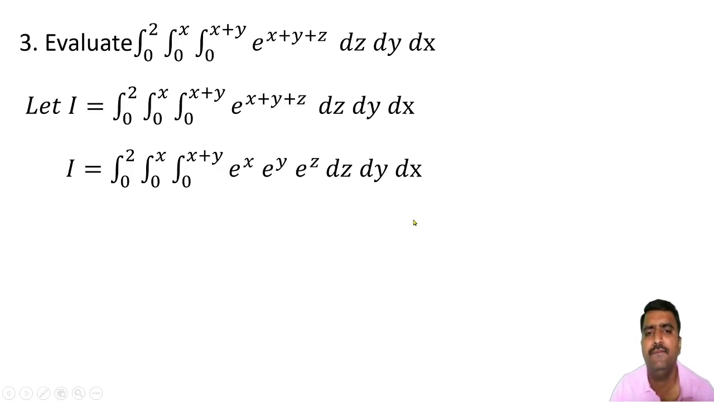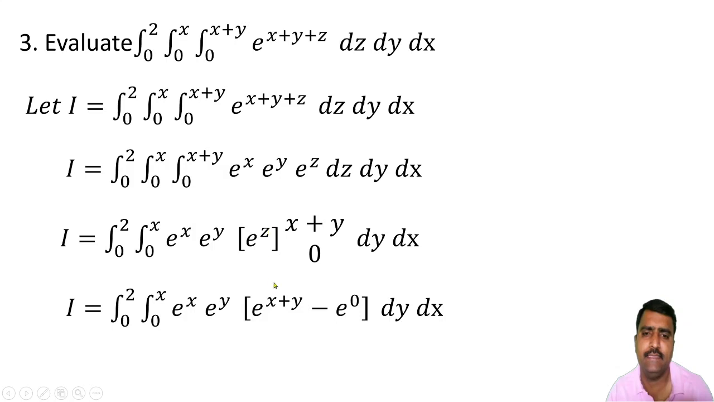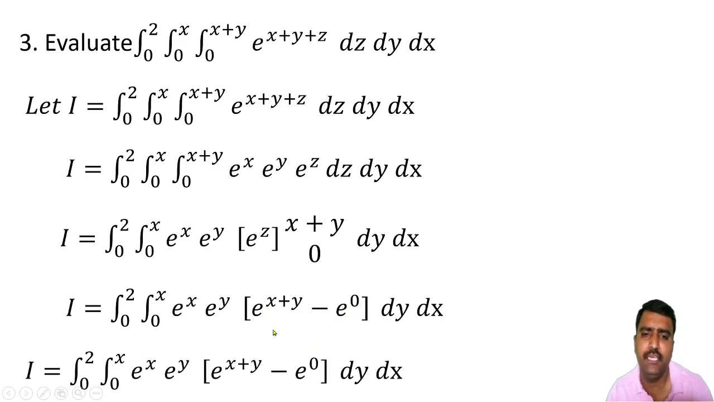First integration is with respect to z, so the integration of e to the z is e to the z only, with limit 0 to x plus y. You apply the limit: put z is x plus y, minus e to the power of 0. E to the power of 0 is 1. So this is e to the power of x, e to the power of y into e to the power of x plus y minus e to the power of 0, dy dx.